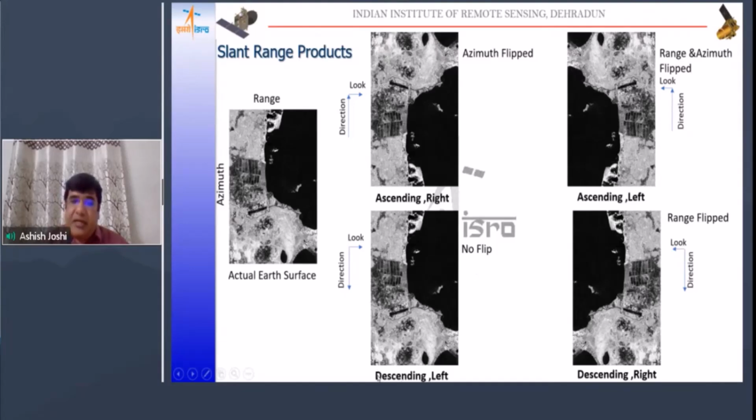Another case is descending left. In descending left, there is no change in the image, so there is no flip in the range and azimuth direction. In the descending right combination, we have a range flip. Descending right means the direction is this way and it is looking this way, so this direction will be flipped and this data will be written first. So these are some of the geometrical changes in the images due to the different viewing geometry of the SAR sensor.